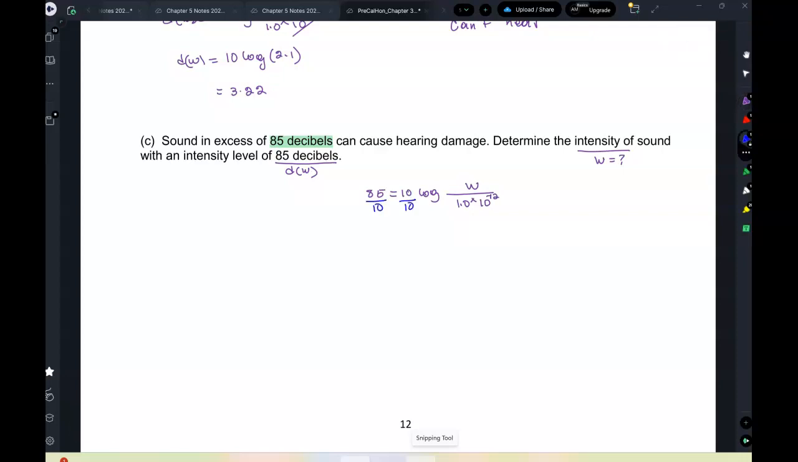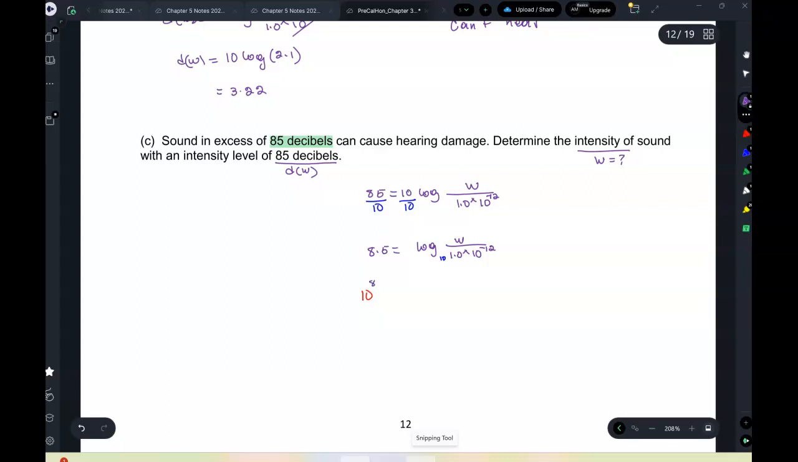So divide by 10 on both sides. 8.5 is equal to log W over 1.0 times 10 to the negative 12. And so now what? Raise it to the power of 10. Remember, this has a base of 10. So this is going to be 10 to the power of 8.5 is equal to this. Again, take a look at this. This is the answer to a logarithm, right? That means it's an exponent. Every exponent needs a base. What's the base? 10. Base to the exponent, 10 to the 8.5 is equal to this number.